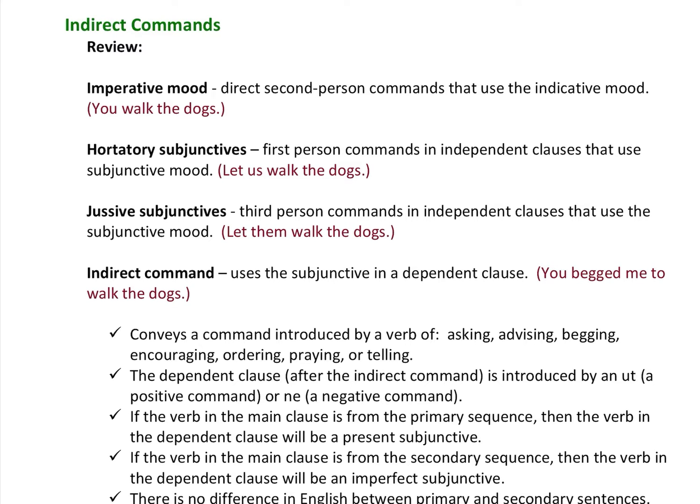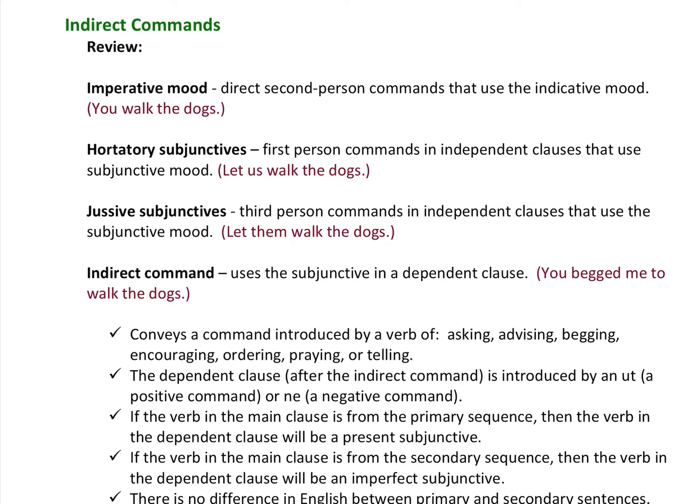Imperative mood. That's the one you know. It's a direct second person command that uses the indicative mood. And that's direct command. You walk the dogs. I am telling you to go do something. Or a lot of times you'd leave the you out of it and you just say walk the dogs. Right? And it's clear that I'm directly speaking to you.